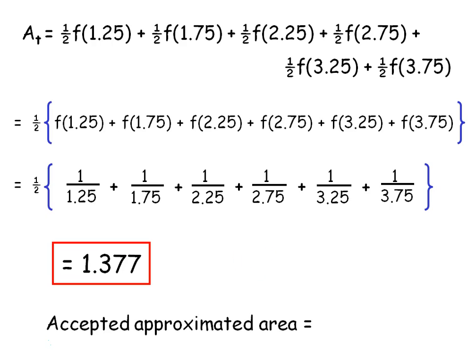Now, also on the PowerPoint, the accepted approximation. You can do this on a graphing calculator, very, very easy to get the actual area. So what we call the accepted approximated area is about 1.386. Now if you compare this to all three methods, you can see clearly that the midpoint Riemann sum was definitely the most accurate of the three.